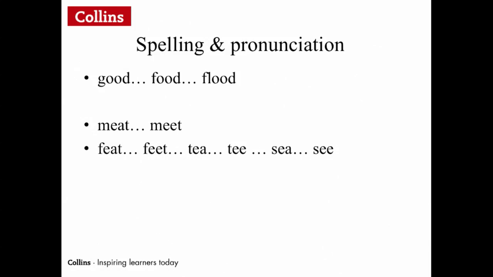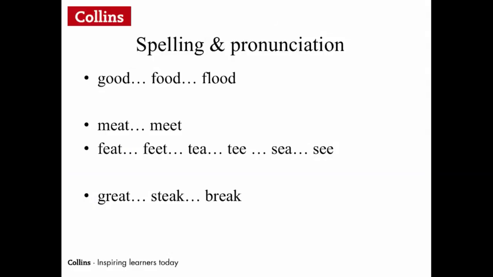Okay? Mate and meat. Nowadays, most words with an EA spelling rhyme with words with EE spelling. Feet and feet, T and T, C and C. We don't make any difference in the pronunciation of these words. So what we think happened is that in the 18th century, the EA pronunciations started to rhyme with the EE pronunciations, which is why we now have meat and meat, and all of these other pairs as homophones.